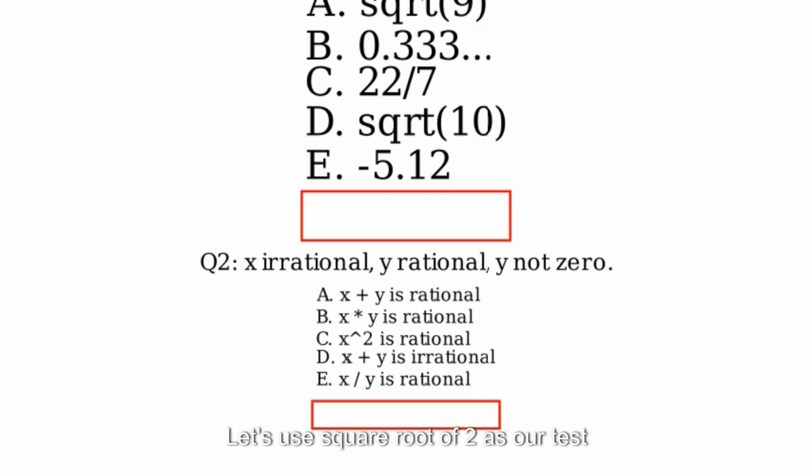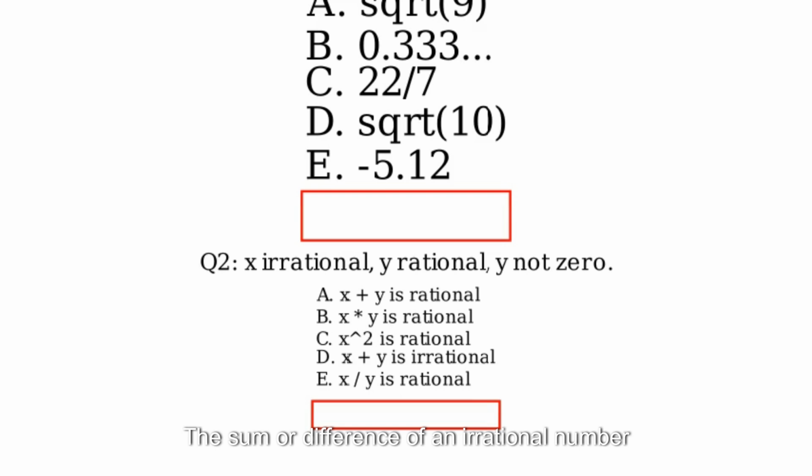Solution. Let's use square root of 2 as our test irrational number for x, and 3 as our test rational number for y. A. x plus y equals square root of 2 plus 3. This is still irrational. B. x times y equals 3 times square root of 2. This is still irrational. C. x squared equals the square of square root of 2. That's 2, which is rational, but if x is cube root of 2, x squared is not rational. So this is not always true.